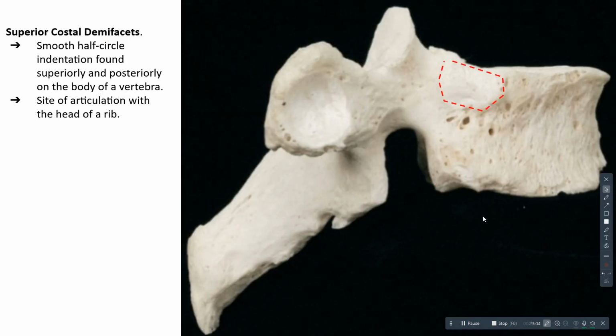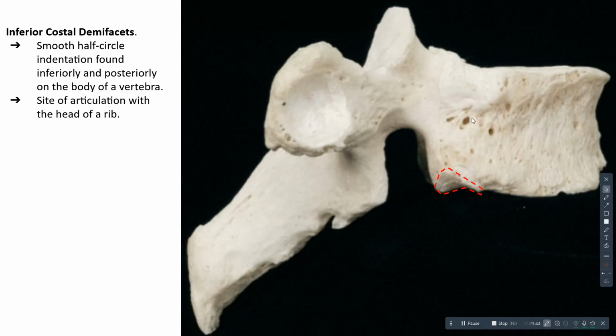All right. Not only do I have that transverse costal facet, I have a smaller facet called a demifacet here and another demifacet here. This is my superior costal demifacet. The head of the rib articulates here. And the head of the rib is going to come in and form a joint right here, while the tubercle forms a joint right here. So this is my superior costal demifacet. This is my inferior costal demifacet down here.